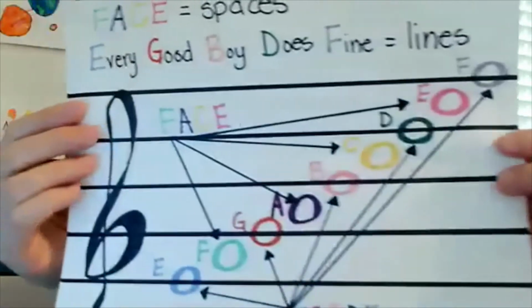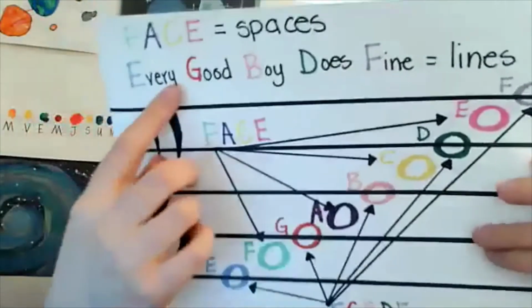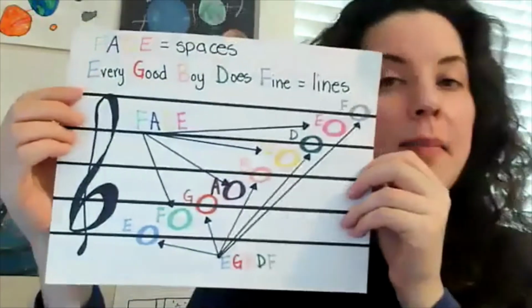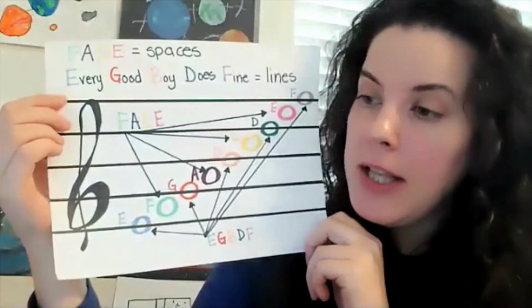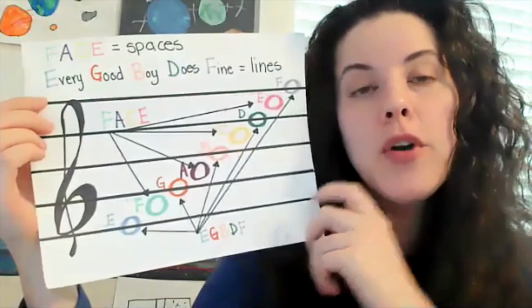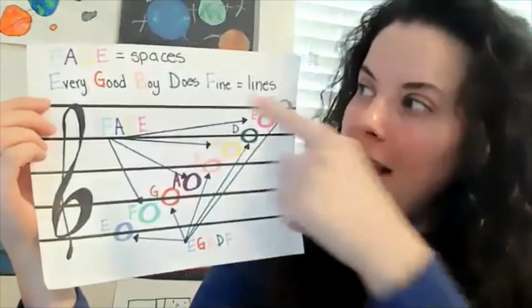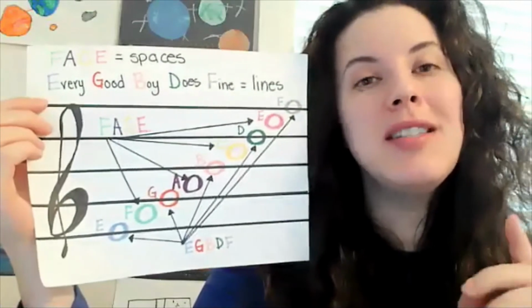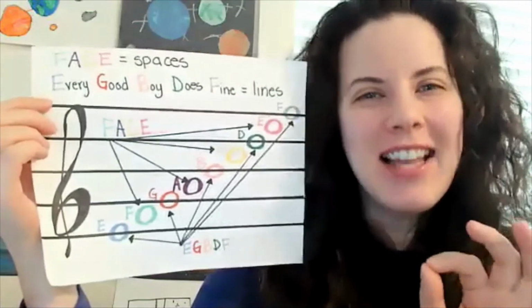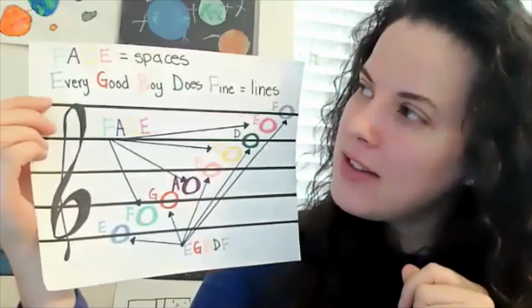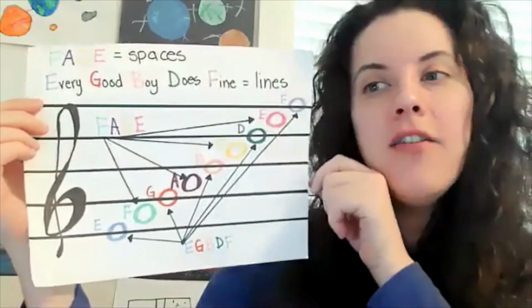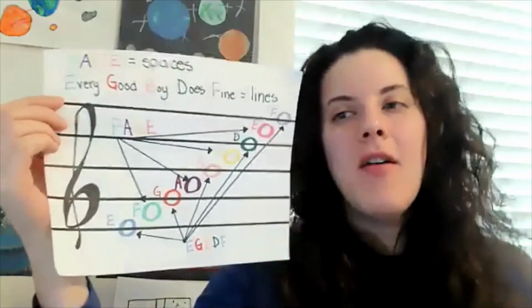Now there are also the spaces. And if you look up here, the spaces, if you line up the letters together, they actually spell the word face. And just like space, the sound at the end is made by the last two letters, C-E. F-A-C-E for face.